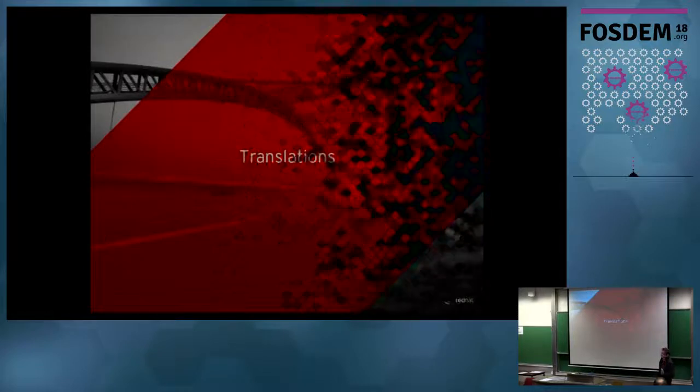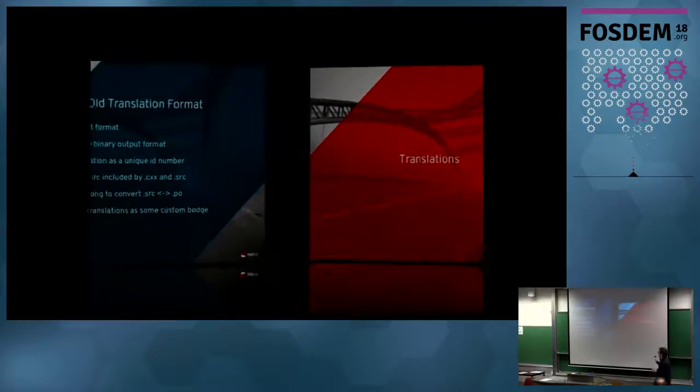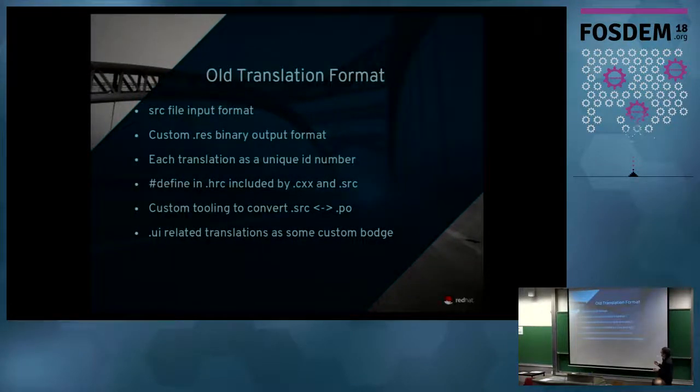So that's the .ui file. Everything is now described in the GTK style file format, but mapped at load time to our own widgets. The translations then were, yet again, in our own custom file format, the same SRC file format, and the output here is a res binary file.